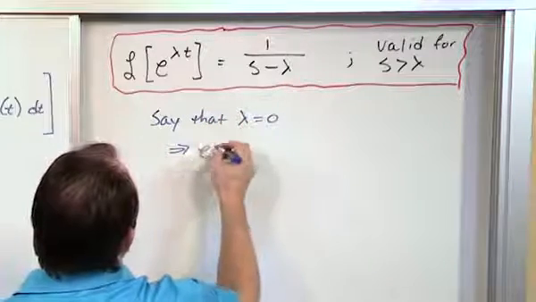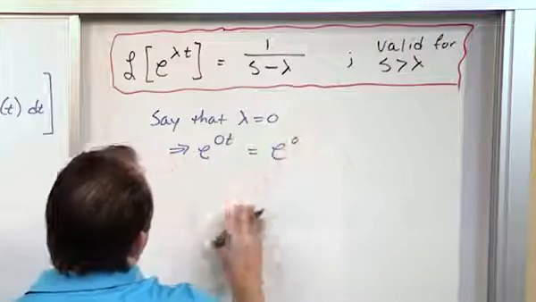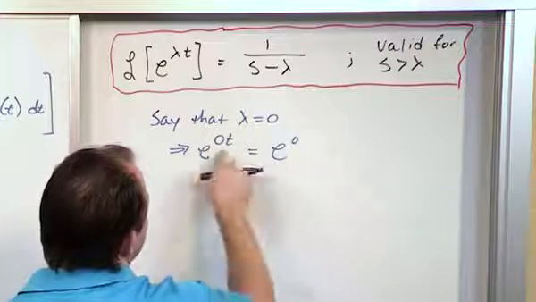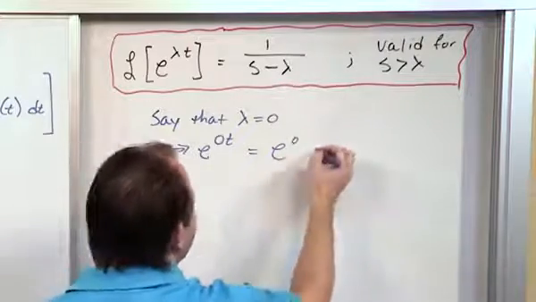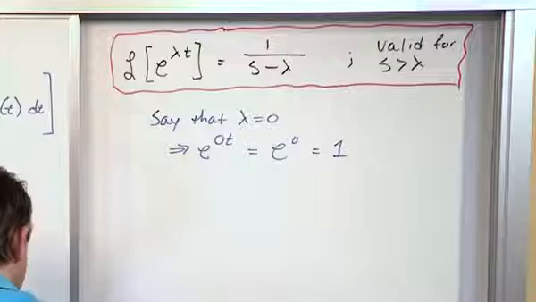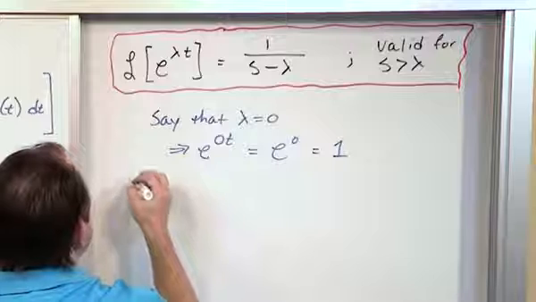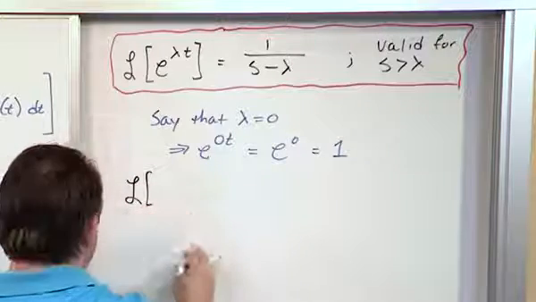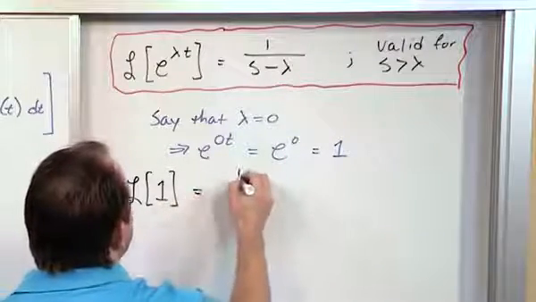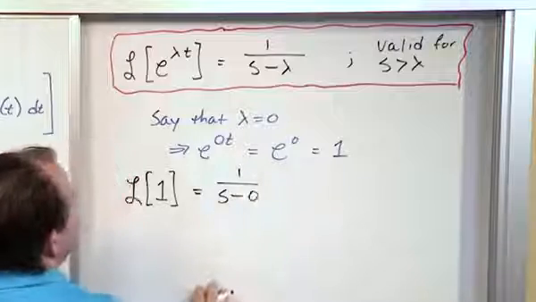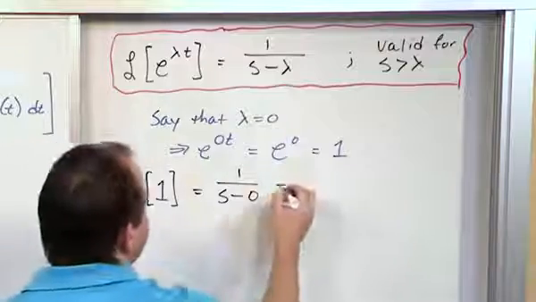Then you would have e to the 0 times t, right? Which would be e to the 0. That would be my function of time. If lambda were 0, it would be e to the 0t. And e to the 0 is just 1, because anything to the power of 0 is just 1. So because of this, we can draw another conclusion that's already here, but we can write it ourselves. We can say that the Laplace transform of the number 1 would be 1 over s minus 0, which would be 1 over s.